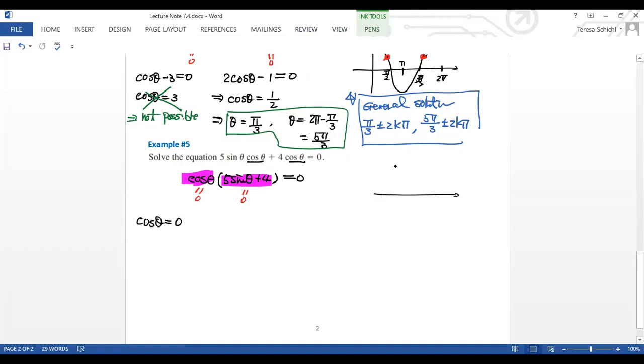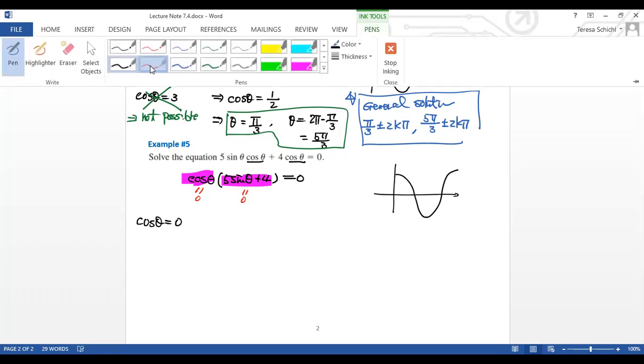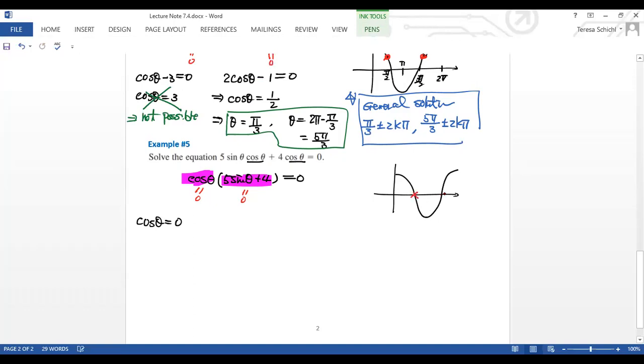Okay, let's take a look at cosine. This is a cosine. So where is the cosine theta equal to 0? Here and here, right? So now I can say theta equals pi over 2 and theta equals 3 pi over 2. Good? Okay.